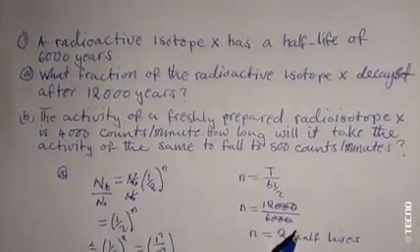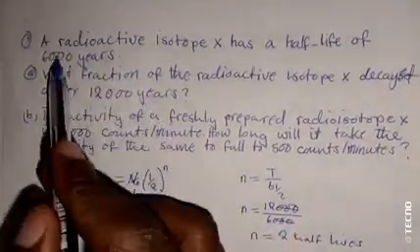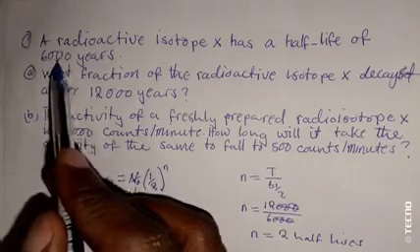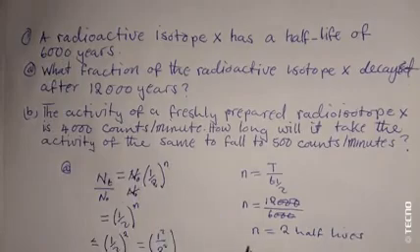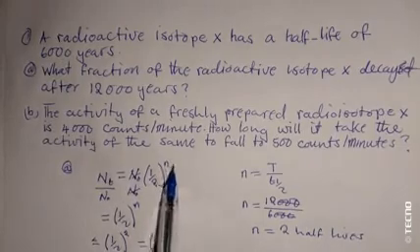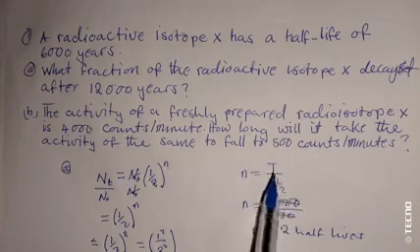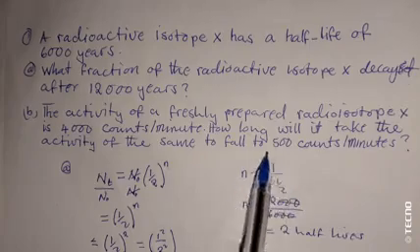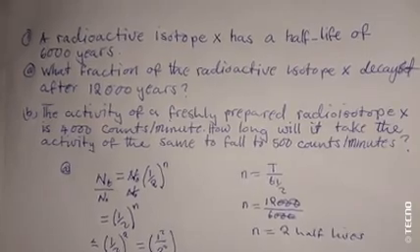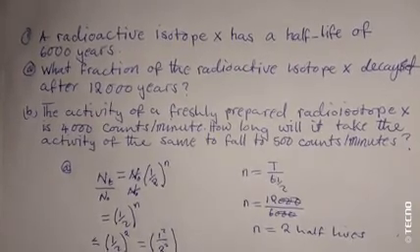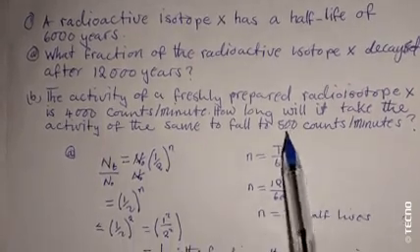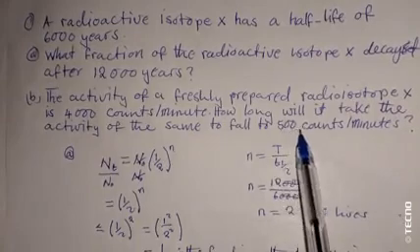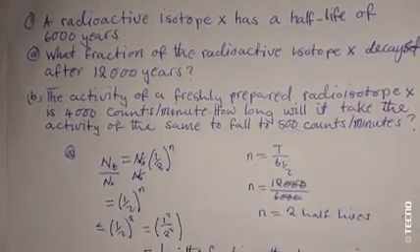6,000. Here we have already been given the half-life, 6,000, in the information. So we use this formula again to calculate the value of n. Then from there we are going to use this formula to calculate the total time that it will take for this radioactive substance to fall to 500 counts per minute.